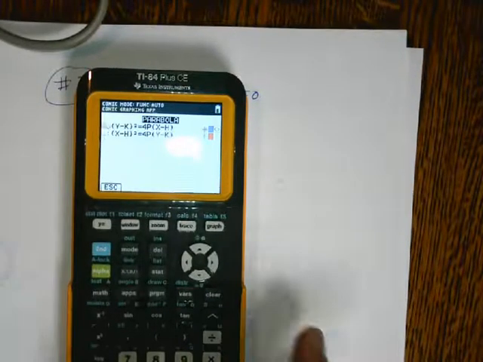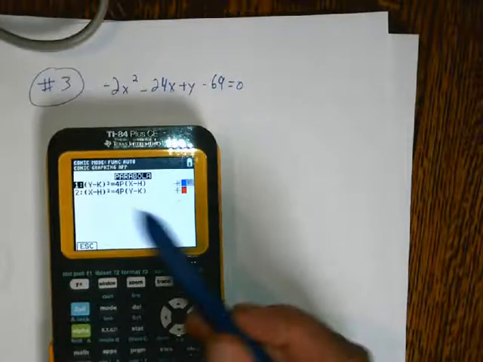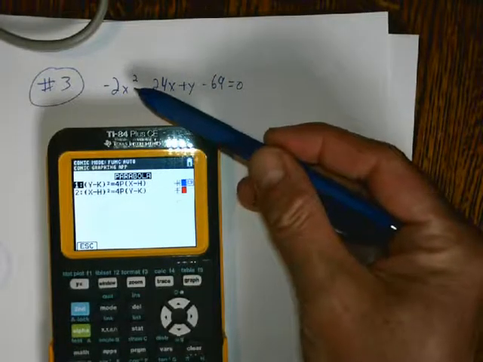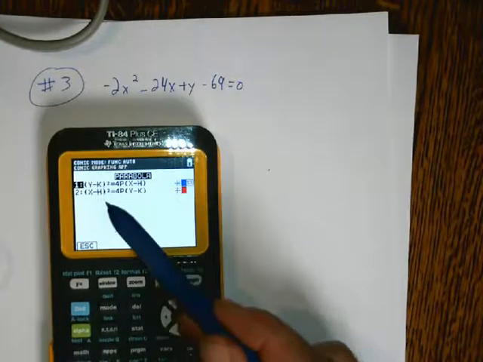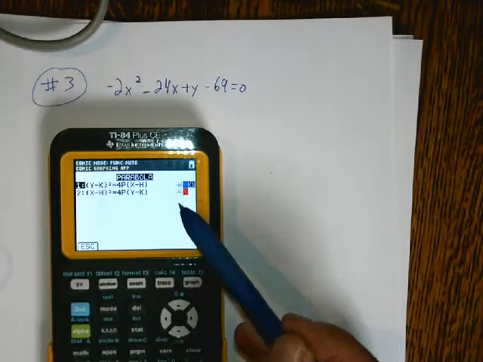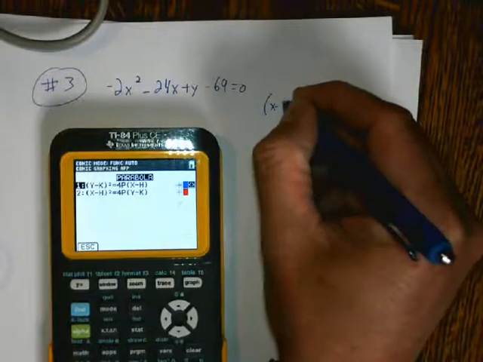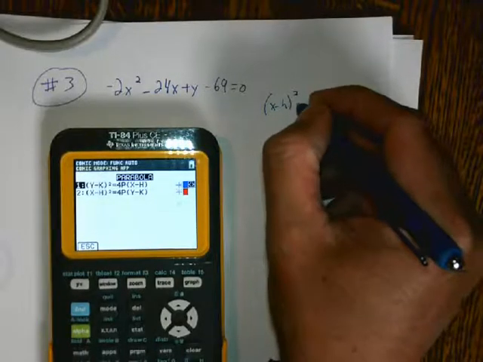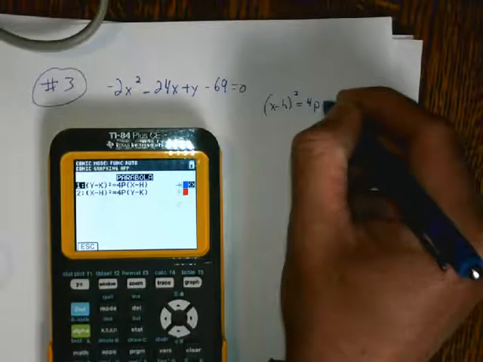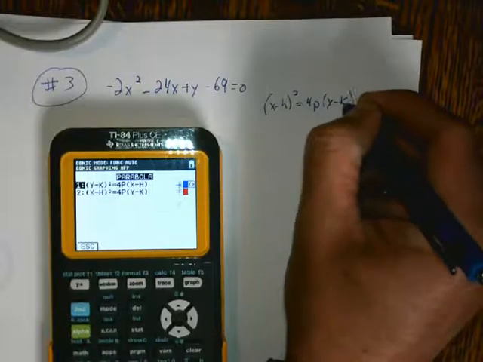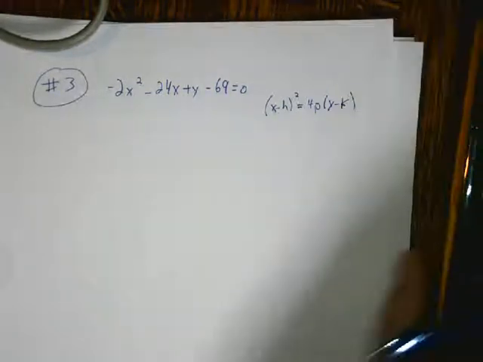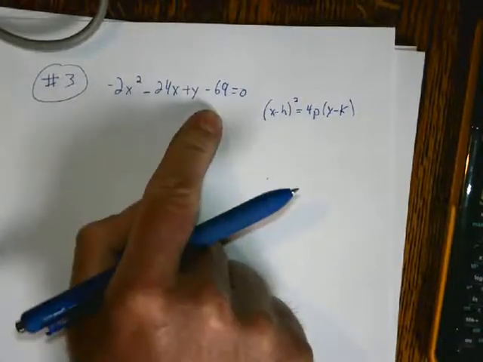So if I look at my parabola, you'll notice that the x squared term is the one that's squared. So it means it's going to be an x squared parabola, which means it's either going to be up like a cup or down like a frown. So we know it's going to be in the format of (x minus h) quantity squared equals 4p(y minus k). So what we need to do is figure out how do we get from here to here.